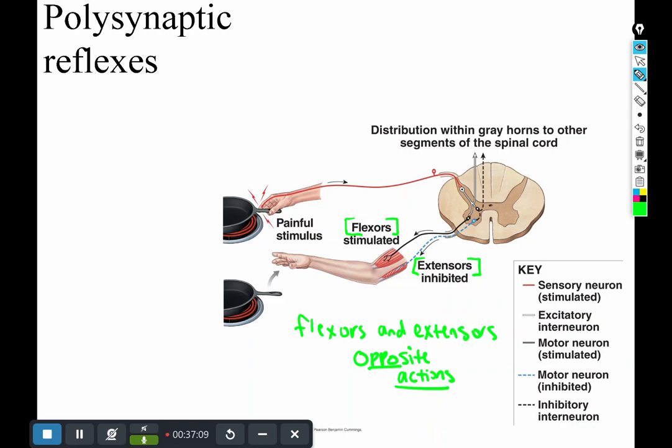So in a case where we need to produce an action that moves our hand away from the painful stimulus, we're going to have to activate the muscle group that achieves that and inhibit the muscle group that opposes that first muscle group. So we want to stimulate our flexors, in this case, our biceps brachii primarily, and meanwhile, we also want to inhibit our triceps brachii so that we can allow our biceps to reduce the angle of our elbow and move our hand away from the painful stimulus.